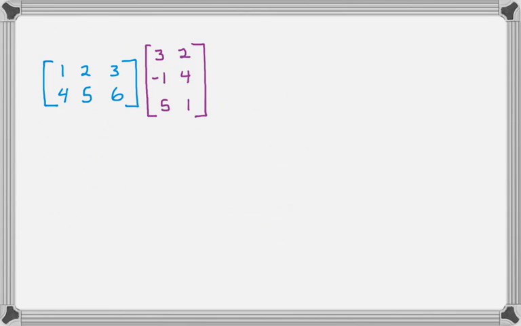So let's do one. Say we have this 1, 2, 3, 4, 5, 6. And we're going to multiply by 3, 2, negative 1, 4, 5, 1. So our first matrix is 2 by 3, and the second is 3 by 2. So 2 rows, 3 columns for the left matrix, 3 rows and 2 columns for the right matrix. So 3 equals 3, so we can multiply them. The result is going to be a 2 by 2 matrix.